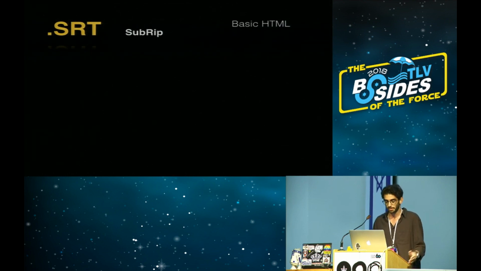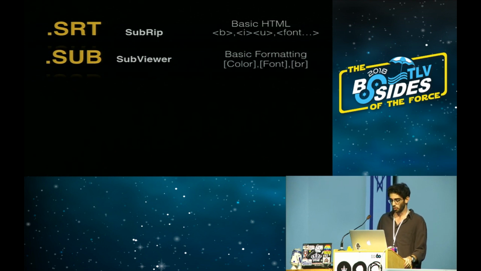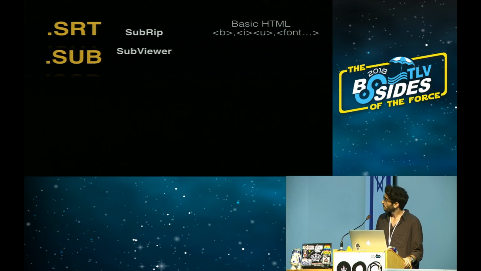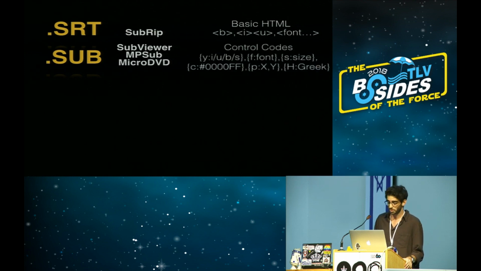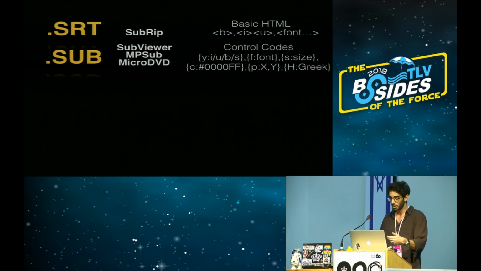We all know SRT, SubRip Text, the most basic subtitle file. It supports a basic set of HTML tags like bold and italic and so on. And there's also the sub format that stands for SubViewer. It supports basic formatting like colors and fonts. But sometimes sub actually stands for MPsub, which supports none of the above. And on different occasions, sub can also stand for MicroDVD subtitles. This sub supports formatting, color schemes, font configuration, subtitle location, and different character sets.